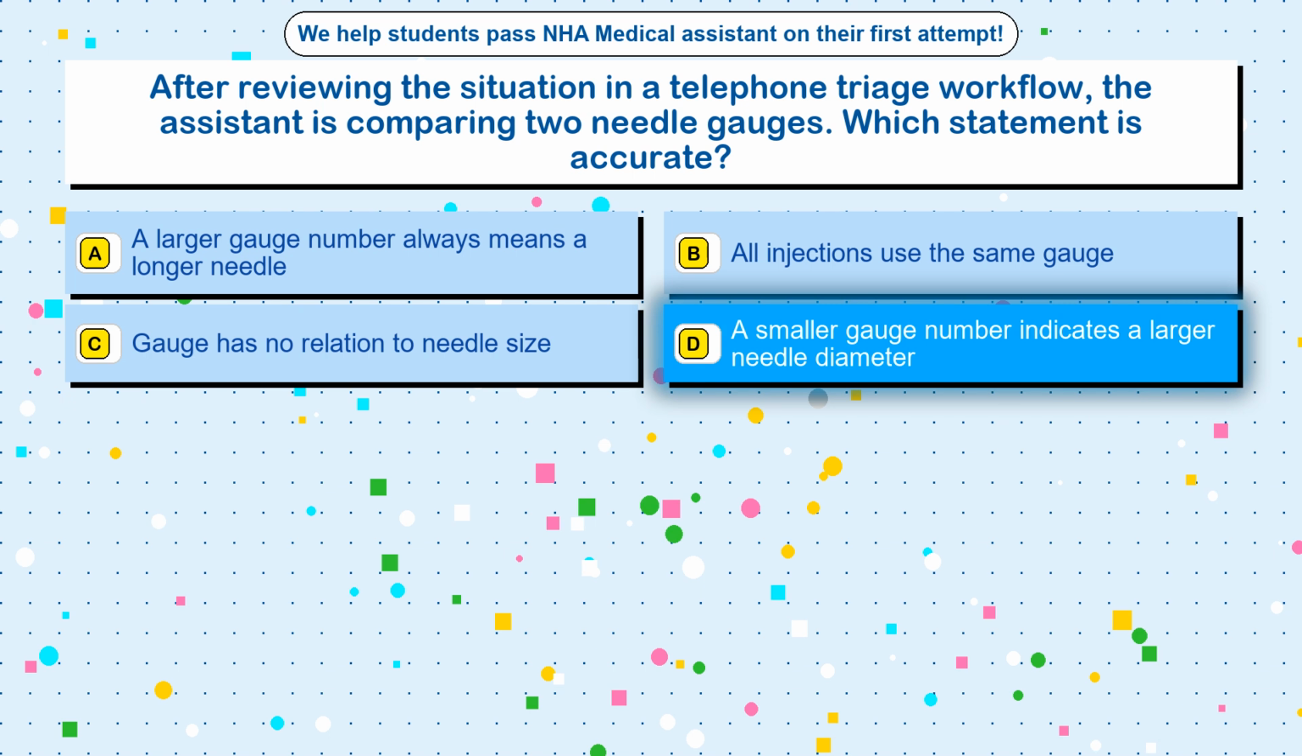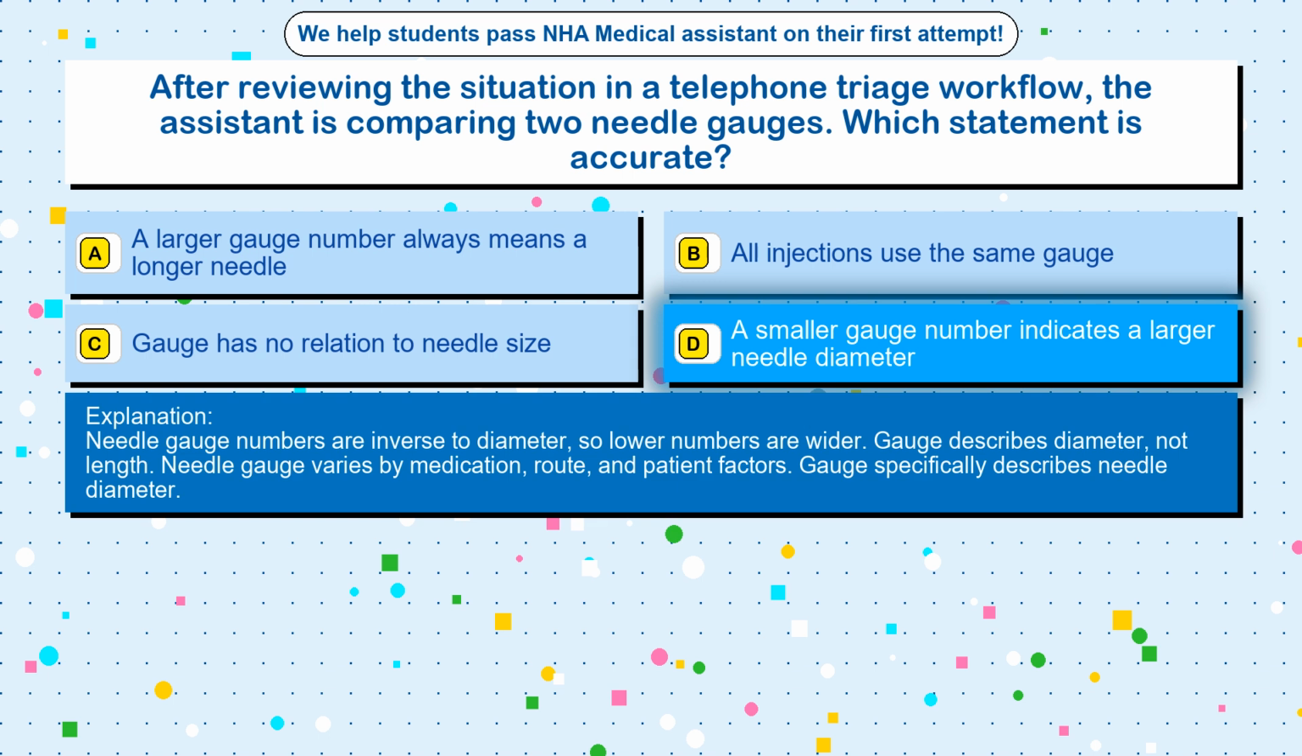The correct answer is option D. A smaller gauge number indicates a larger needle diameter. Needle gauge numbers are inverse to diameter, so lower numbers are wider. Gauge describes diameter, not length. Needle gauge varies by medication, route, and patient factors. Gauge specifically describes needle diameter.